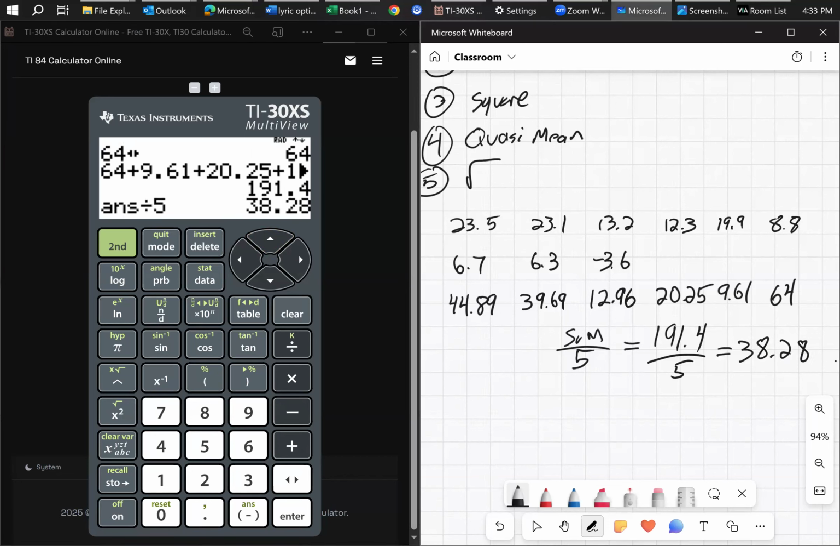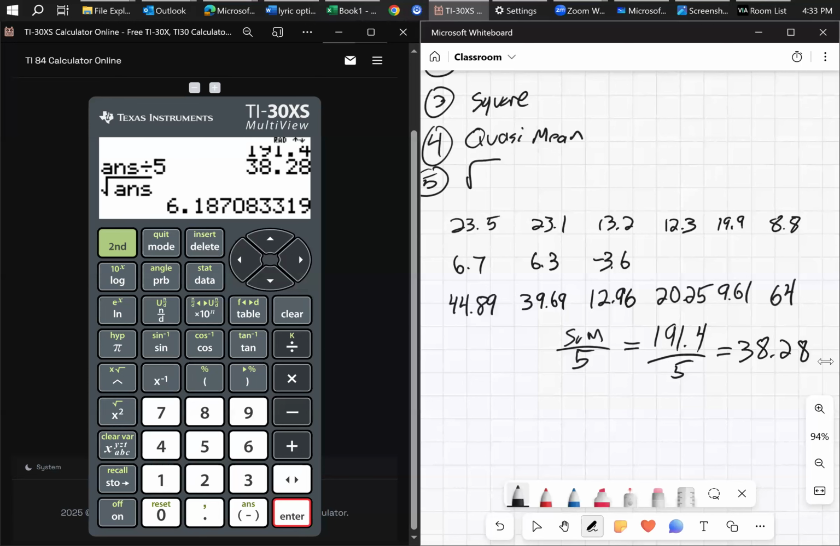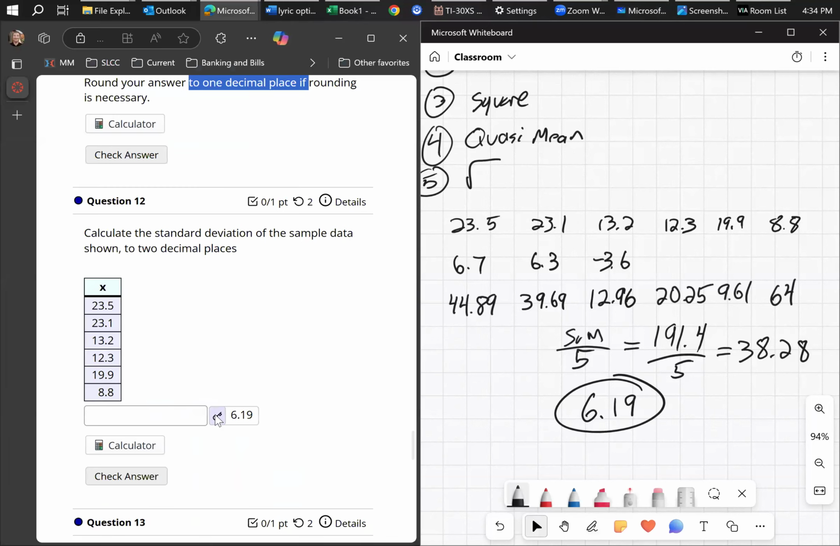Final step, step 5, square root. Square root of the answer, 6.187. We had 1 decimal to begin with, so we can go with 2 decimals, 6.19. That would be the standard deviation. That is a lot of work, but that's how you do it. Hopefully that makes sense.